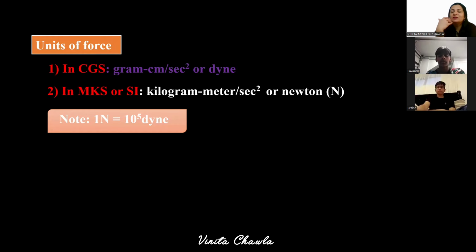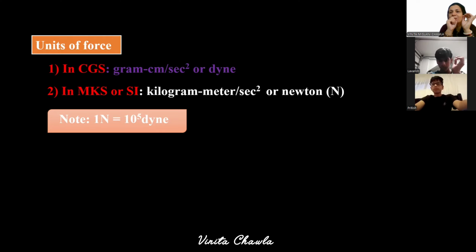So if you want to convert, as we convert centimeter into meter or meter into centimeter, in the same way this conversion can be done. You will study how we get this 10 to the power 5 dyne in class 11. As we have 1 meter equals 100 centimeter, both meter and centimeter are units of length. The unit of length is meter in the MKS system and centimeter in the CGS system.